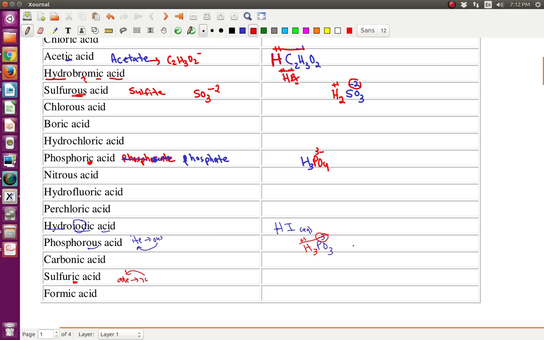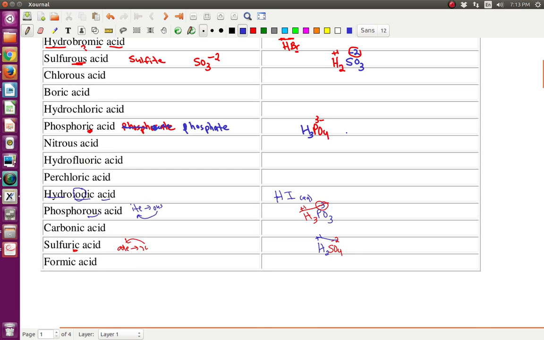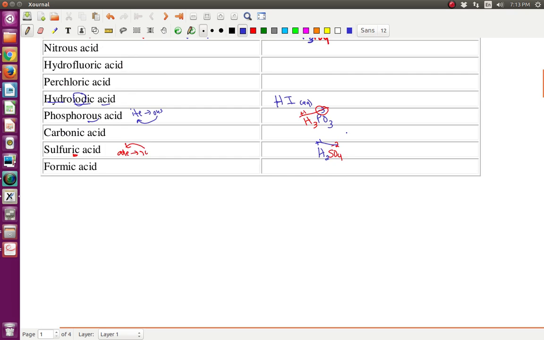So I'm going to write SO4 2 minus over here. That's the ion that's involved. And I have to have enough hydrogens to cancel out that -2. Every hydrogen is a +1, so I've got to have 2 of them. H2SO4, sulfuric acid, one of the major ones that you need. Okay, so I did this many. I want you to finish the rest of those.